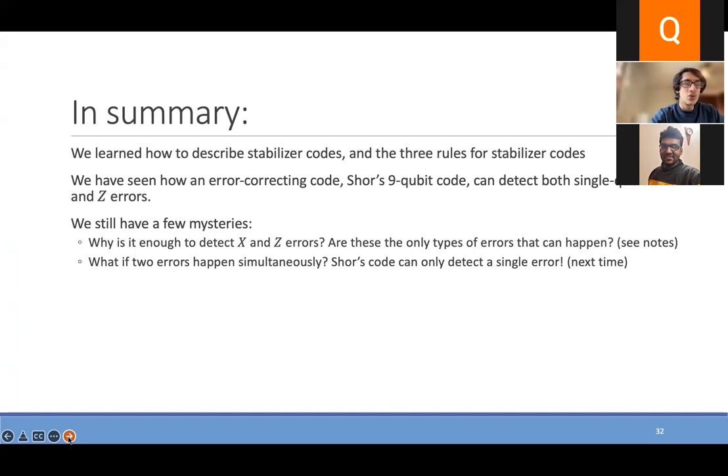And then 2, what if 2 errors happen at the same time? The repetition code that we saw can only detect a single error. It couldn't detect 2 X errors. Shor's code has the same problem. It can only detect a single error. So what if we wanted to be able to detect against, like, 3 errors?